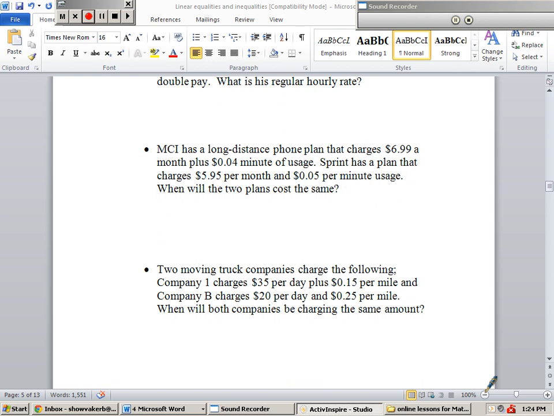But company 2, because it has the lower amount to start out with, company 2 is better before 150 miles. And company 1 is better after 150 miles. So both of them have their time when they're the best.